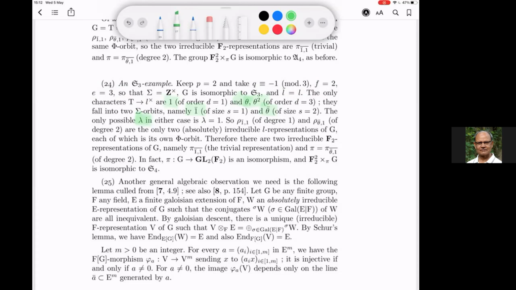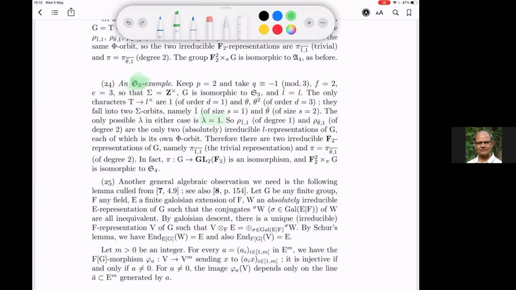And of course, the possibilities for lambda will depend upon the orbit that you are looking at. For this orbit, there might be more possibilities. For some other orbit, there might not be that many possibilities. But actually, if you look at the definition of lambda, then you will see that in both cases, lambda equals 1 is the only possibility. So you get how many representations? You get just 2 representations of this G.